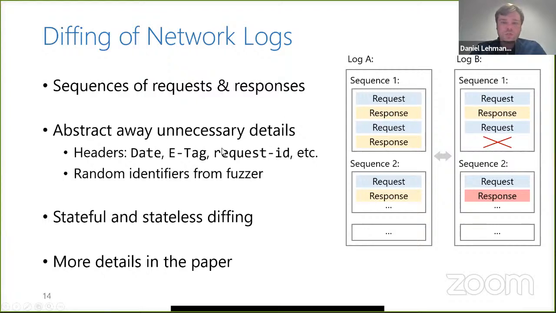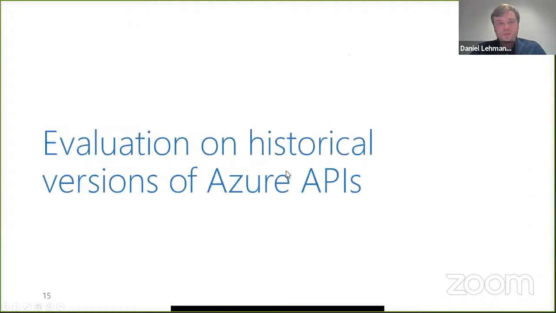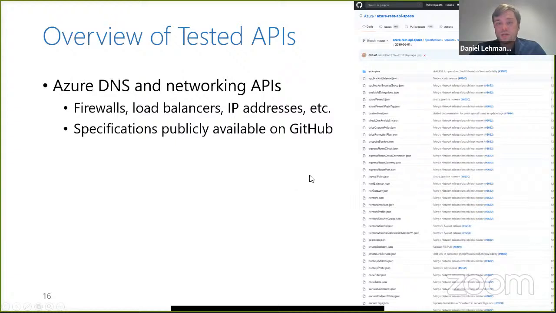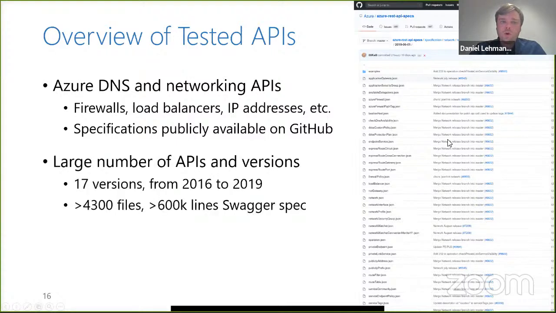For time reasons, I don't want to go into more detail here, but please have a look at the paper for that. So now we finally want to know if this actually works, this differential comparison and evaluating this matrix of specification and service versions. And for that, we have done an analysis of historical versions of Azure APIs. So in particular, we looked at a large set of APIs from Azure networking and DNS services. So they can be used to spawn firewalls or to create load balancers or configure IP addresses and so on. And the cool thing is that all the specifications of those services are publicly available on GitHub. So we could use them as input to Restler for generating requests. And then for all those APIs, we looked at 17 historical versions dating back until 2016 and up to 2019.